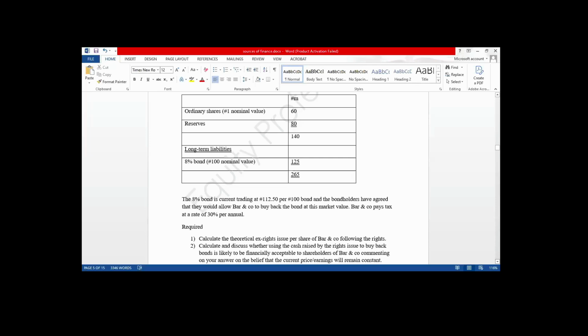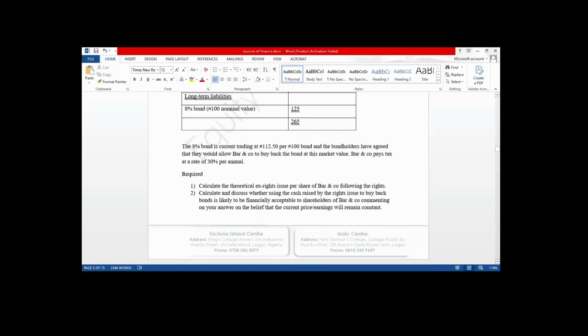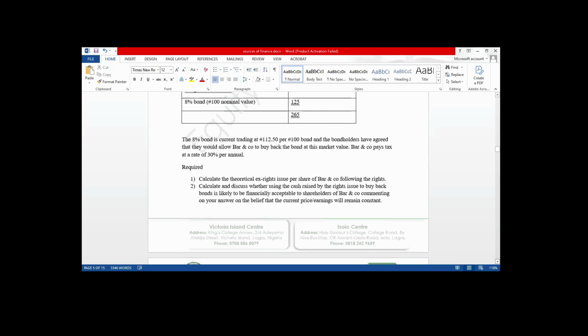Banco pays tax at a rate of 40% per annum. Requirement A. Calculate the theoretical ex-rights price per share of Banco following the rights issue. Look at requirement 1. Calculate the theoretical ex-rights price following the rights issue.